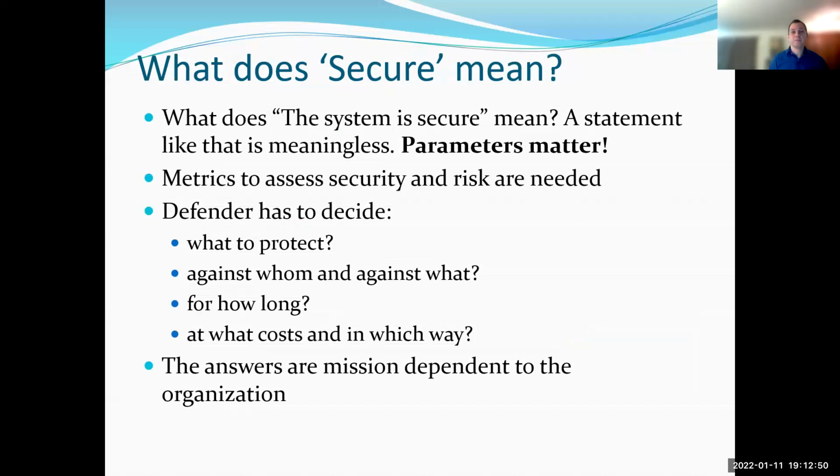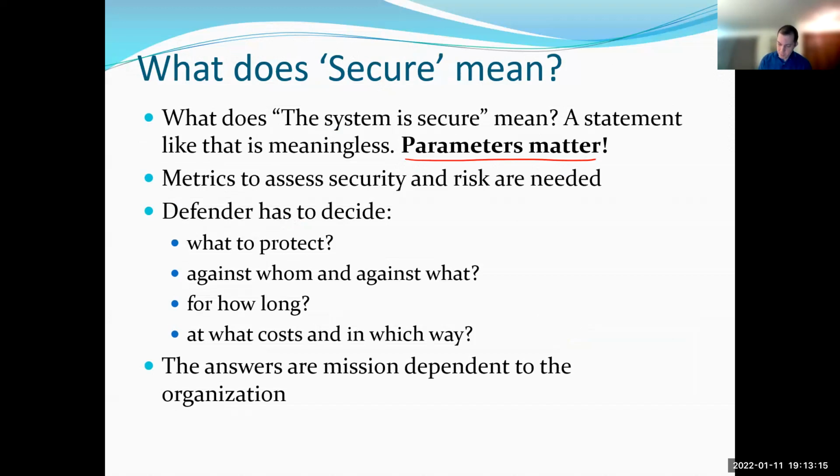What does secure mean? What does "the system is secure" mean? A statement like that is meaningless. So you need to have some kind of way of measuring things, parameters and metrics. Metrics to assess security and risk are needed, right? And how do you do that? So that's a challenge, actually. If you have those, let me know.